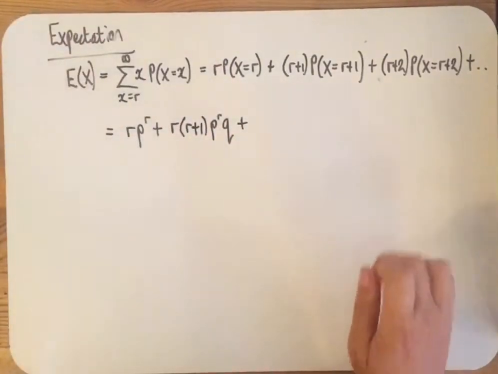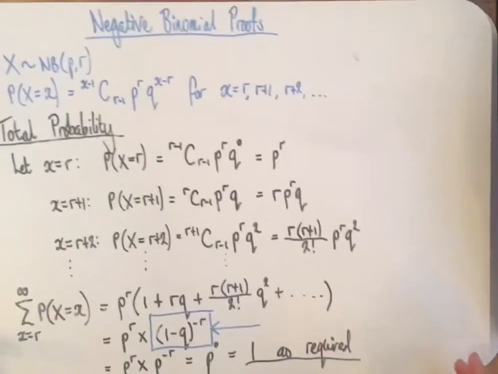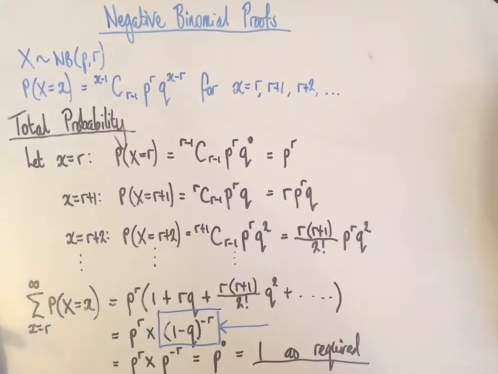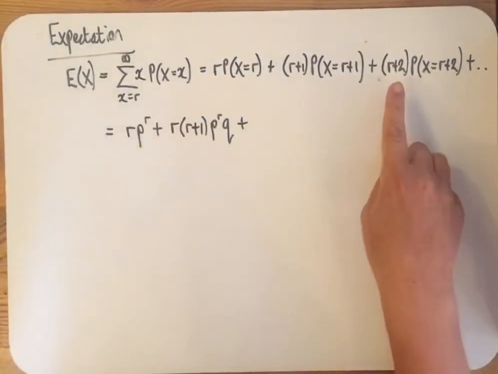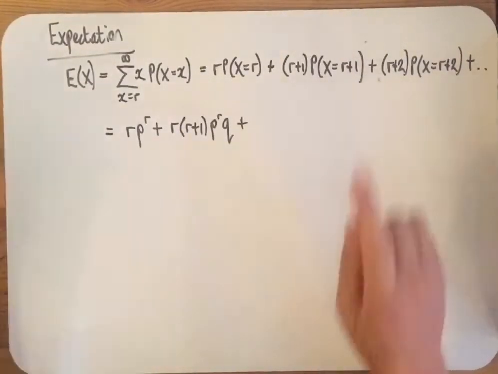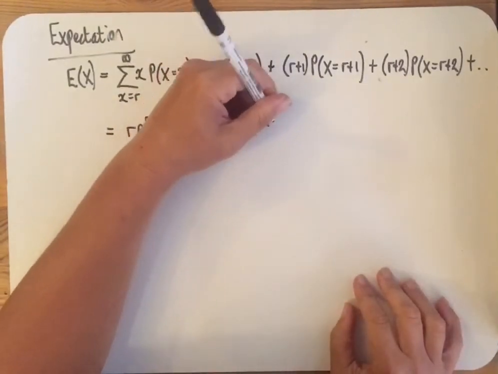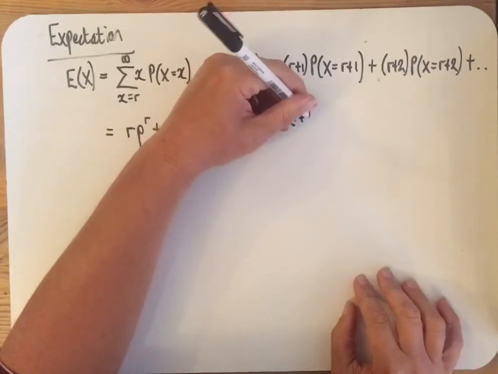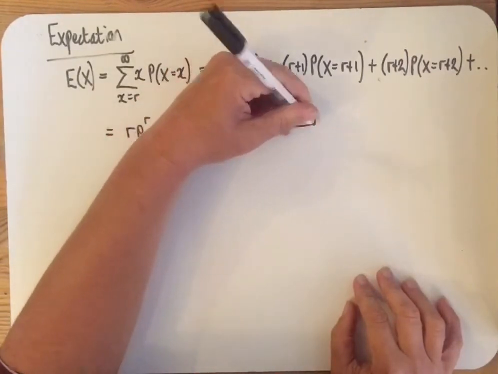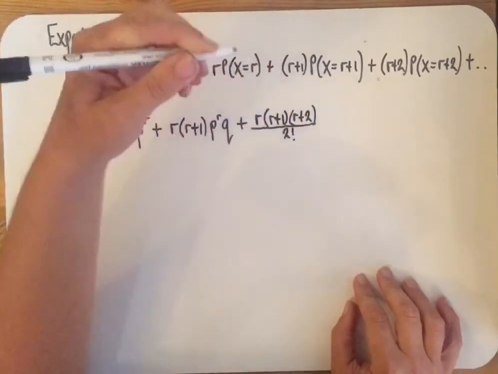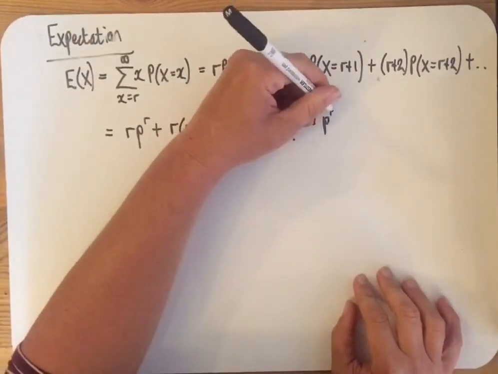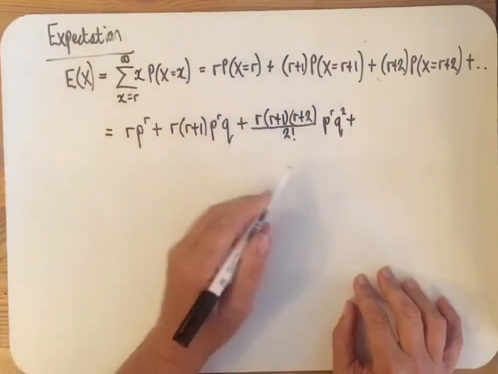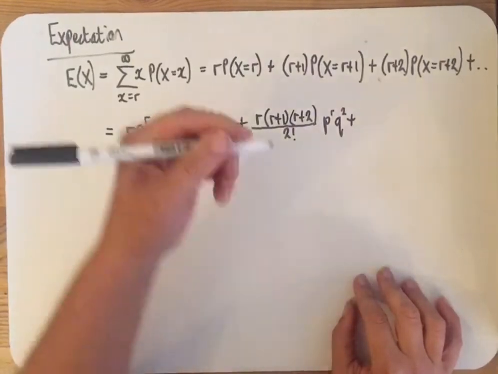And then the next one along, I'm doing the probability x equals r plus 2, which is r plus 1 over 2 factorial p to the r q squared. And I want to times that by r plus 2 as well. So you get r plus 1, r plus 2 over 2 factorial p to the r q squared. And again, you could do another term or two just so you're happy with how this sequence progresses past here.